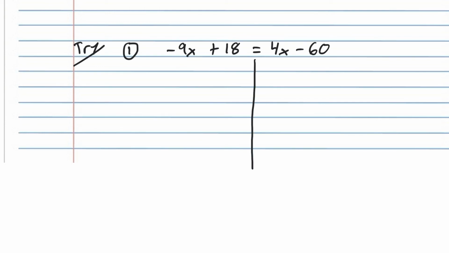The question I would like you to try is negative 9x plus 18 equals 4x minus 60. Again, I do want you to try it on your own. So go ahead and pause the video at this point, and then once you're ready to check your answer, go ahead and press play.